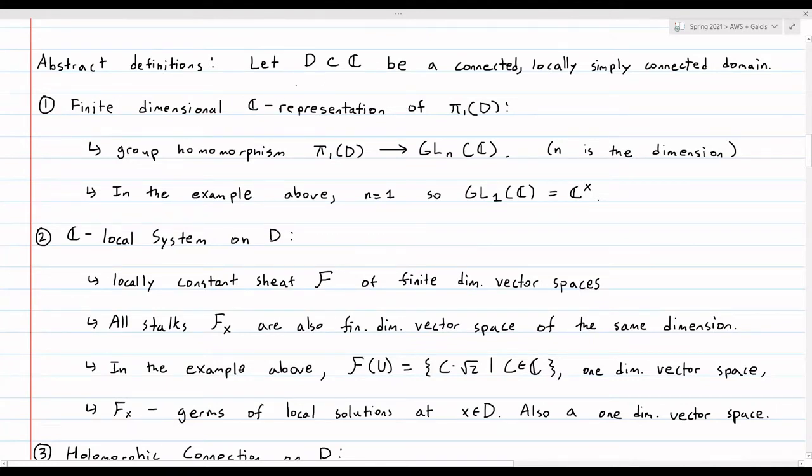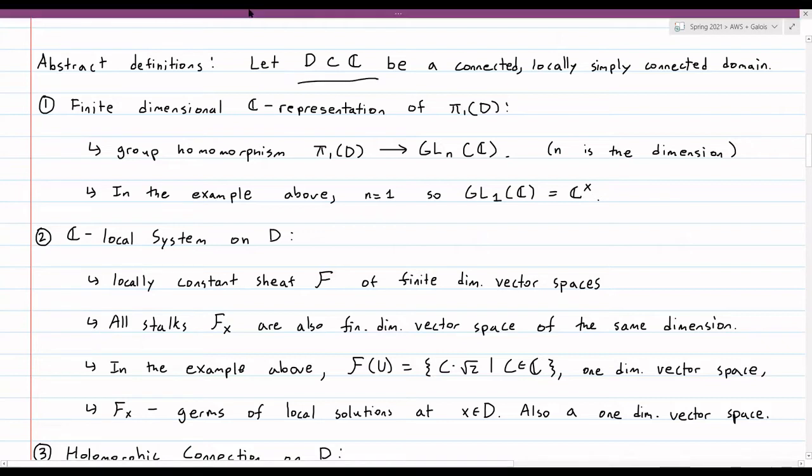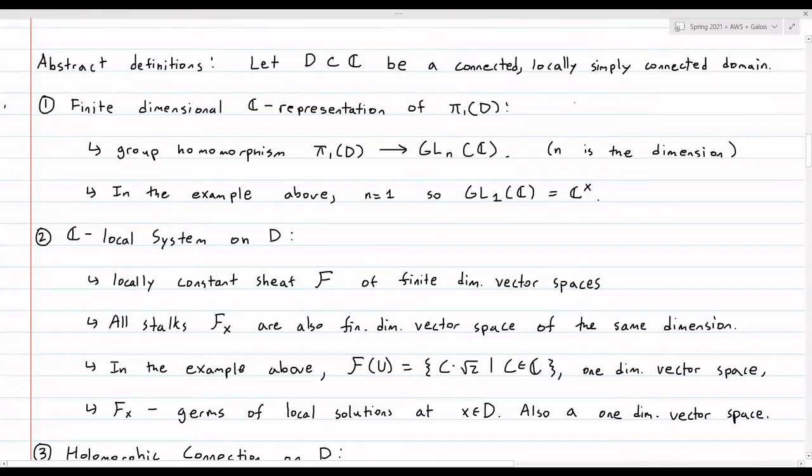So we have D, a domain in the complex numbers, and it's going to be a connected, locally simply connected domain. We just need these conditions in order to apply the equivalences of categories that we know about covers and pi1 sets, and get the equivalence that we want about local systems and pi1 representations.